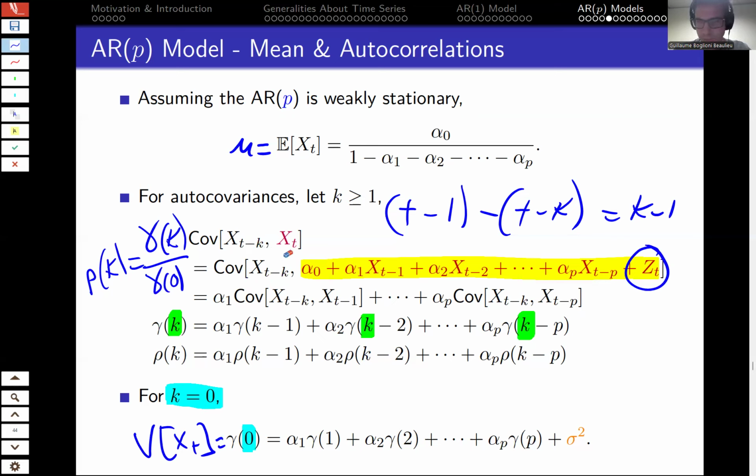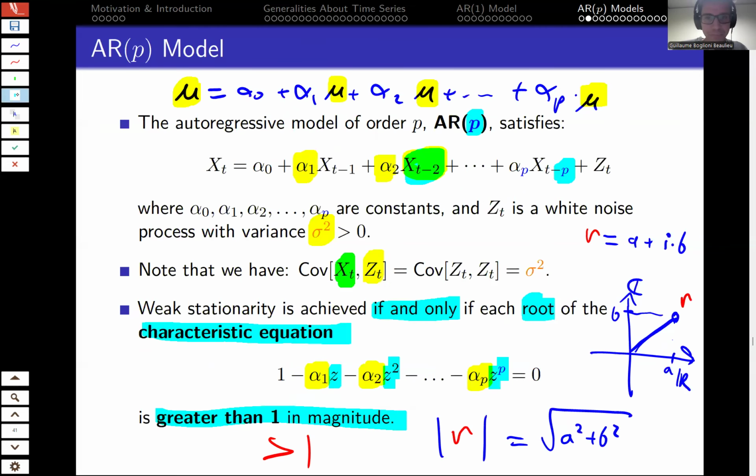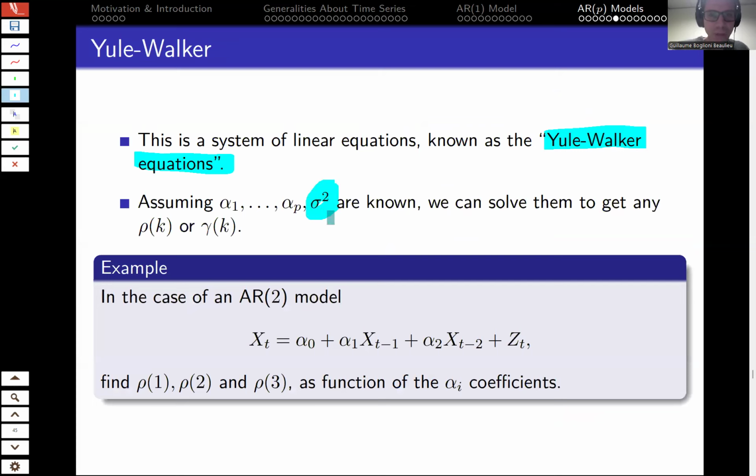I'll remove that stuff. This is what I just said. It is a system of linear equations known as the Yule-Walker equations. Let's give credit to the people who came up with this, Yule and Walker. If you have a model like the AR(p), where you maybe know what the parameters are, or you fitted the model, if you know what the alphas are and the sigma squared, then you can solve those equations and find any rho k and any gamma k. Let's do an example.